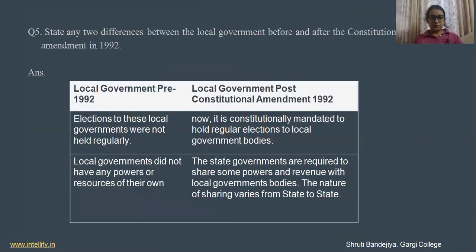Okay, so moving on to the fifth question, which says state any two differences between the local government before and after the constitutional amendment in 1992. So local government pre 1992 and post the constitutional amendment of 1992. In pre 1992, elections to these local governments were not held regularly, and local governments did not have any powers or resources of their own. After the 1992 amendment, it is constitutionally mandated to hold regular elections to local government bodies. The state governments are required to share some powers and revenue with the local government bodies. The nature of sharing varies from state to state.